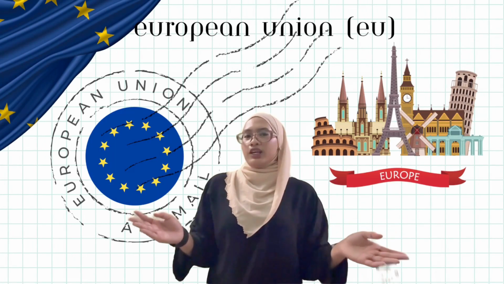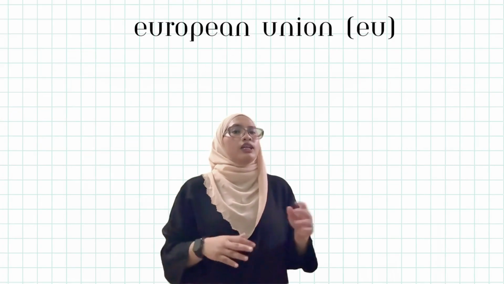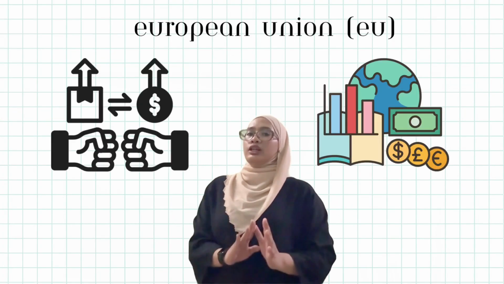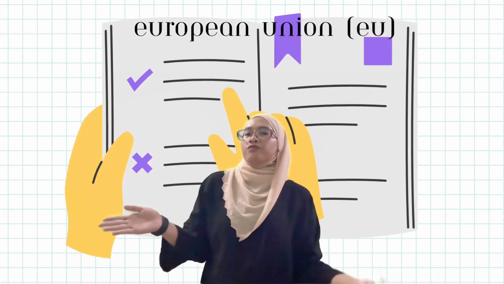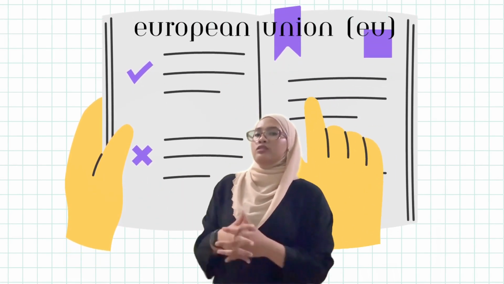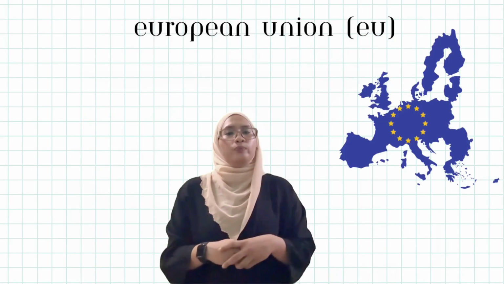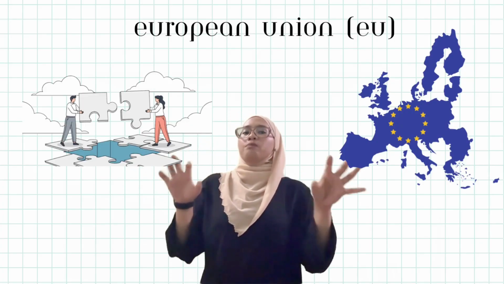The European Union, EU, is one of the most developed examples of economic integration. It is classified as an economic union, which is the highest level of integration because member countries not only trade freely with each other, but also coordinate certain economic policies and share institutions. This allows the EU to operate as a closely connected economic bloc rather than a group of separate nations.